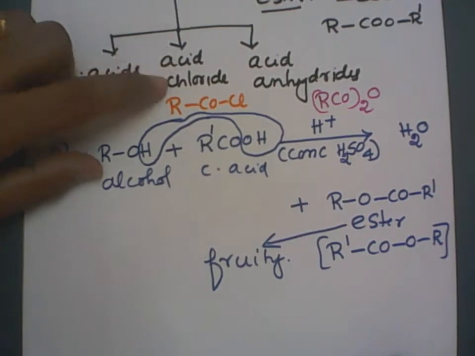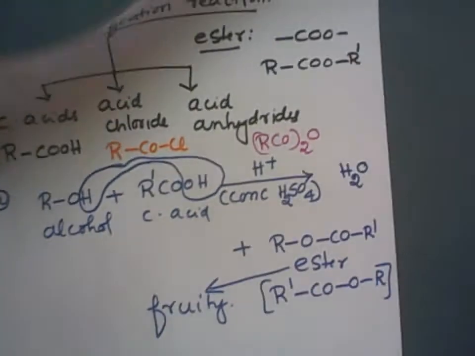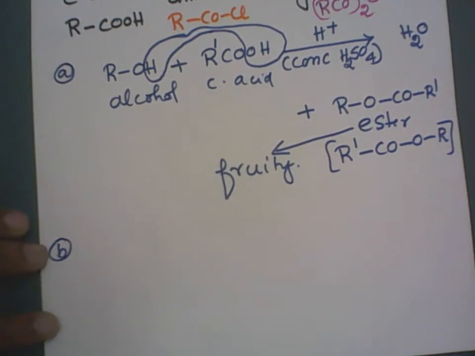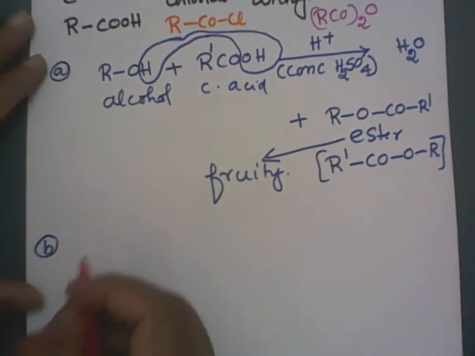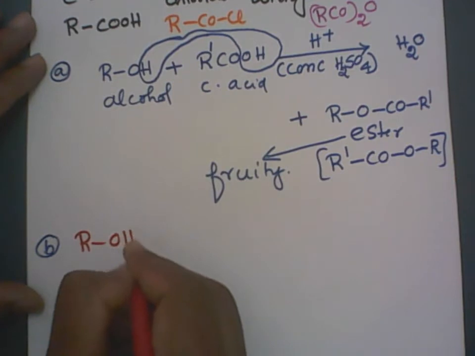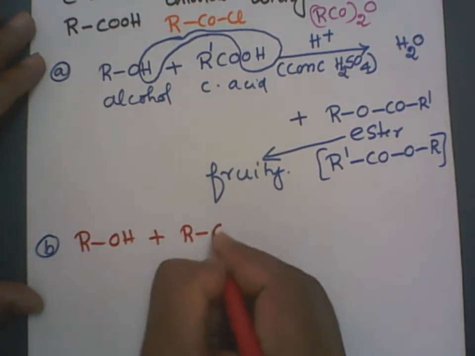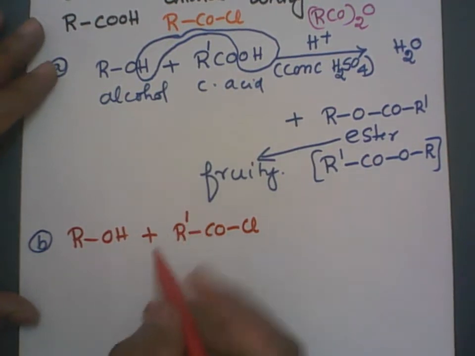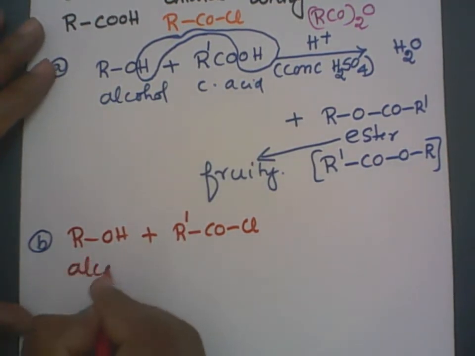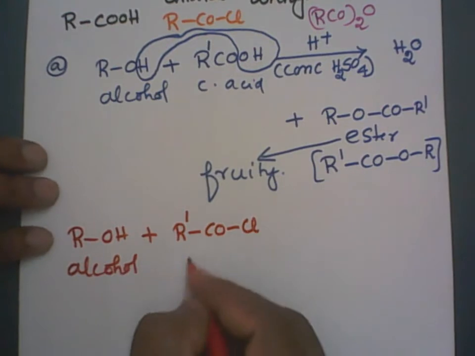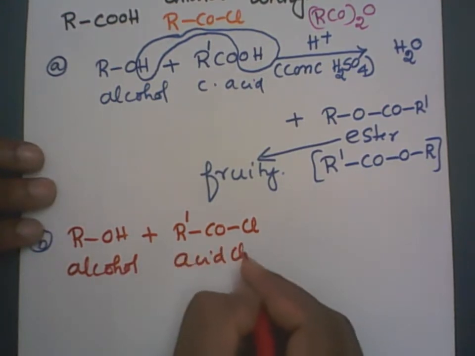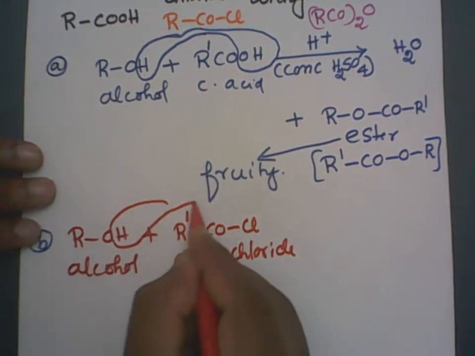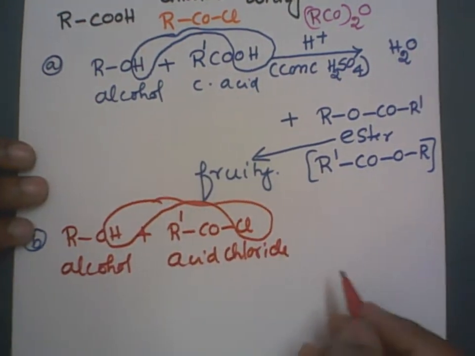Okay, this is the first reaction. Next one we'll write with respect to acid chloride. Alcohol ROH reacts with acid chloride RCOCl. Let me write it as R dash. This is the alcohol. This is the acid chloride. Now what we'll do is we have to remove the HCl.